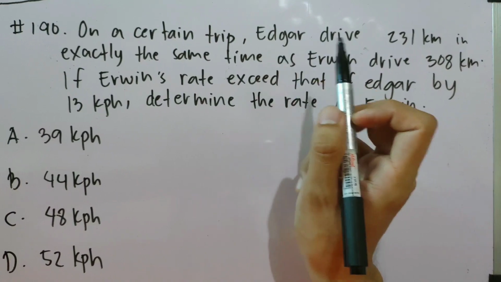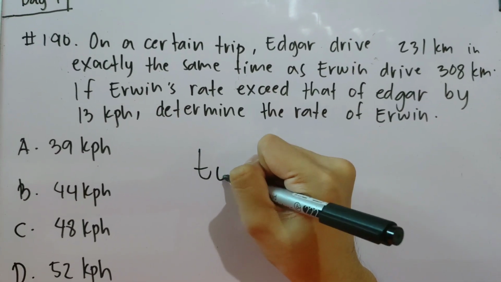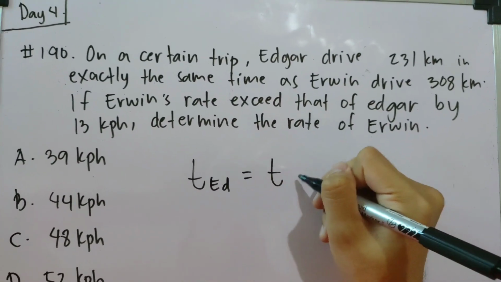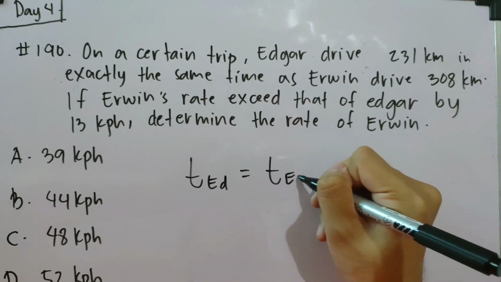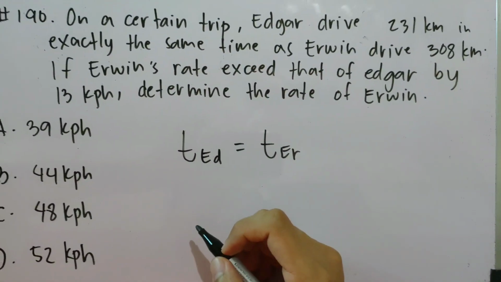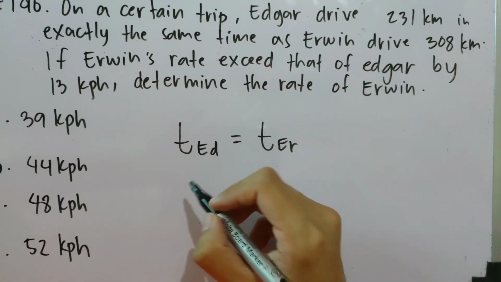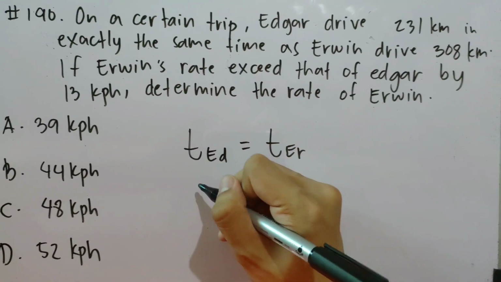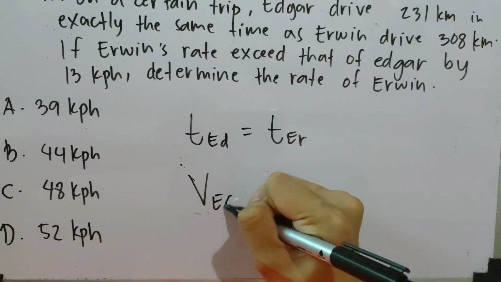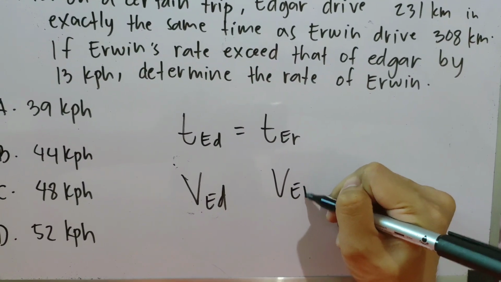So, sabi dito, the same daw yung time nila nag-drive. So, yung time ni Edgar, or T-Ed na lang, is equal to the time of Erwin, T of ER. Pero yung distance na na-drive nila, magkaiba. So, hindi natin alam yung velocity ng dalawa. Yung velocity ni Erwin, tsaka yung velocity ni Edgar. So, gawan natin ng variables. So, yung velocity ni Edgar is VED. Tsaka kay Erwin, VER.